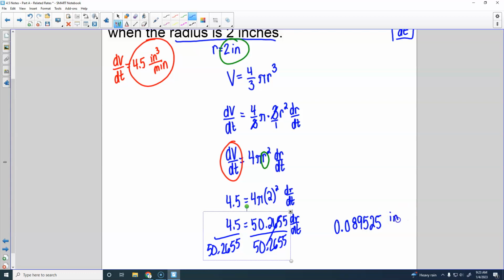Inches per minute. Because you're looking for dr/dt, right? So how do we measure radius right here? The radius we would just measure in inches, right? And then time is being measured in minutes here.